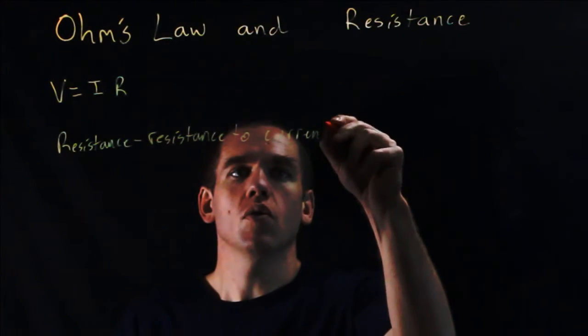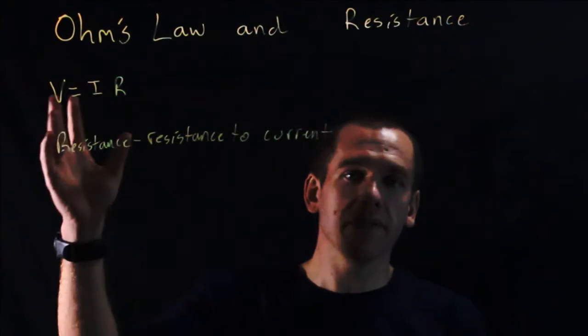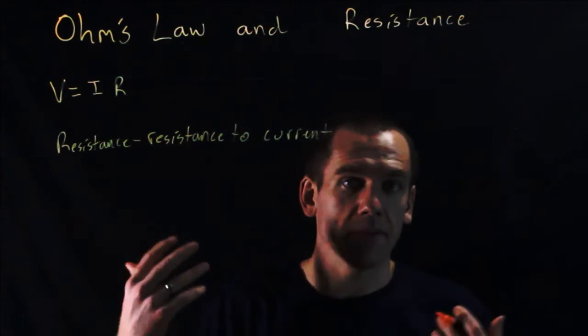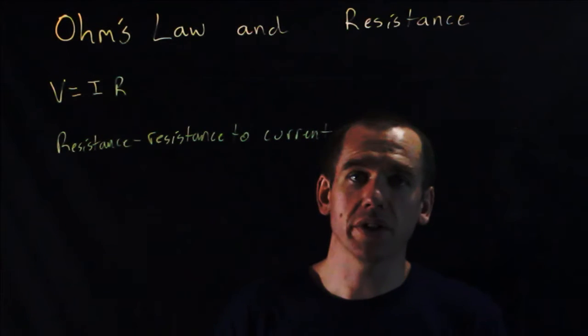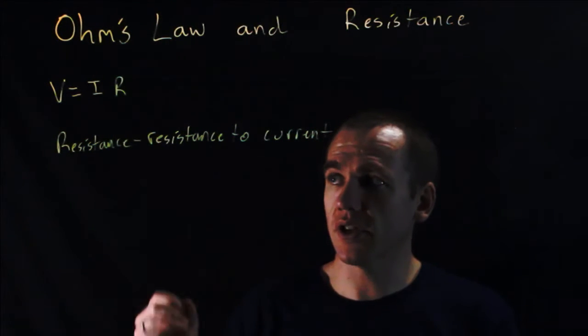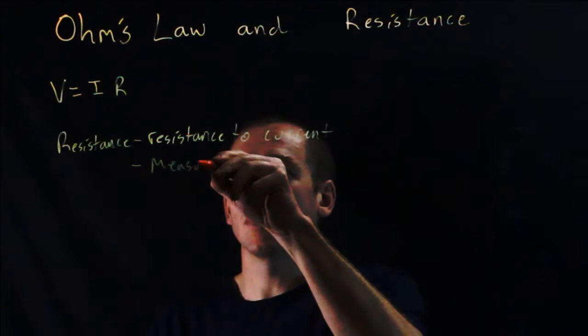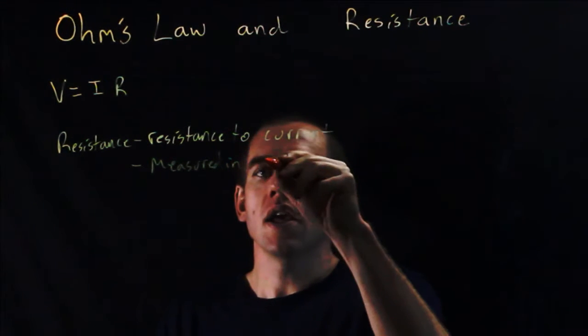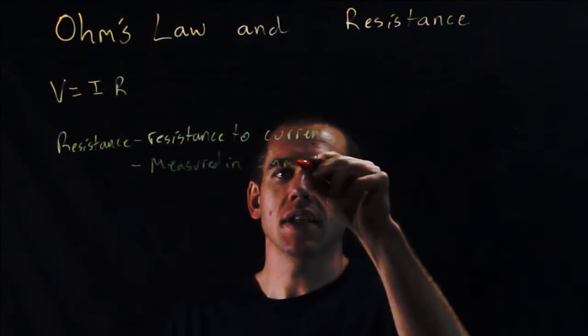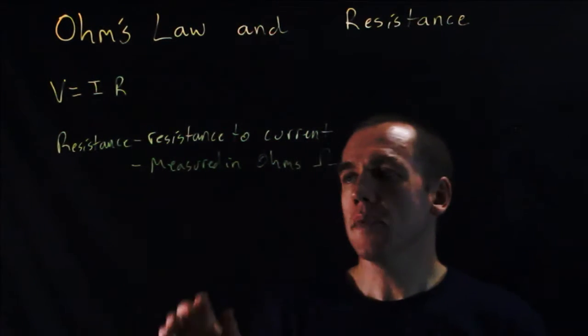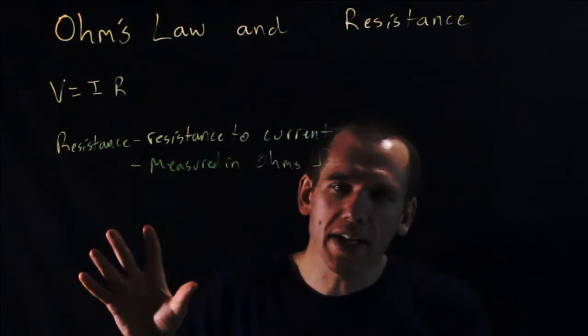Right? So current is the rate of flow of charge. It's measured in amps. It's a coulomb per second. Voltage is, of course, electrical potential difference measured in volts. Resistance is measured in ohms. Okay? And ohms gets this symbol. Okay? So what is resistance?